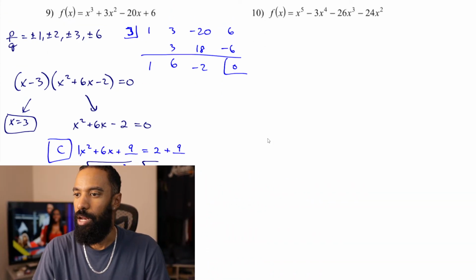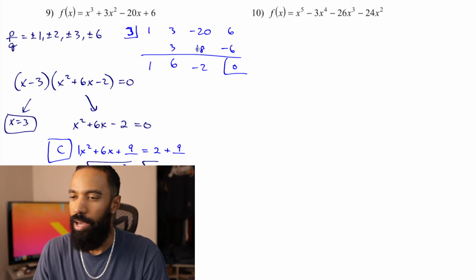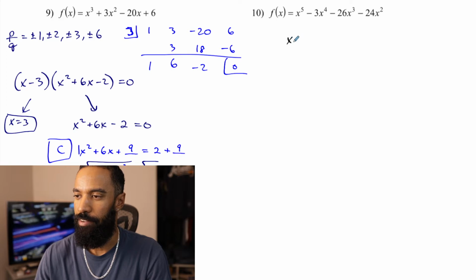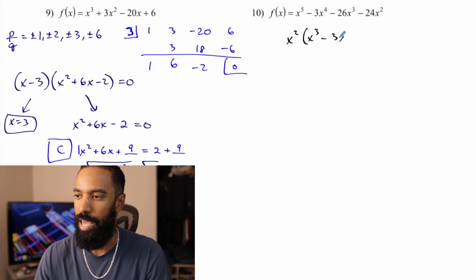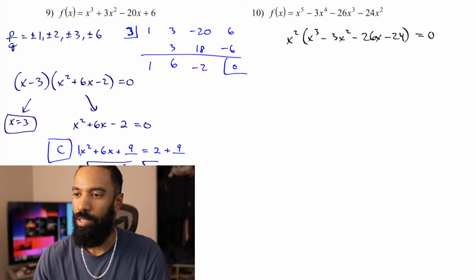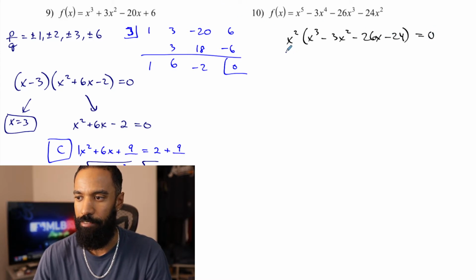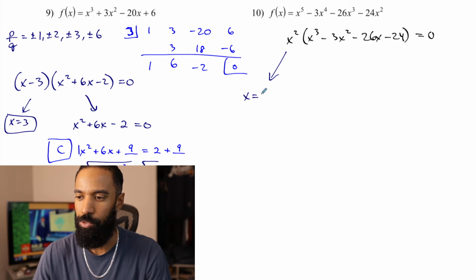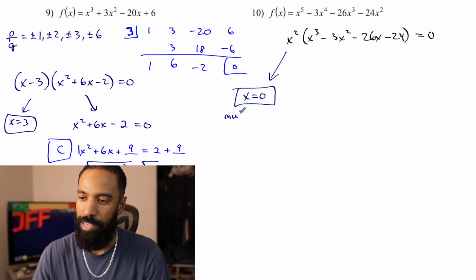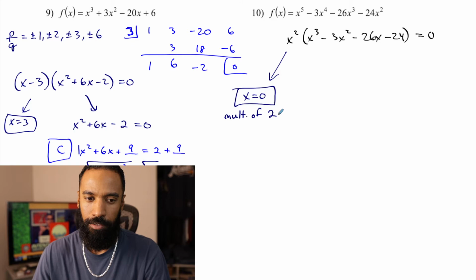Okay, number 10. Cannot factor by grouping here. But there's a common factor to start with. If I factor out x squared, I'm left with x cubed minus 3x squared minus 26x minus 24. I still can't factor by grouping, but one set of solutions, this is x to the 5th, I should have 5 of them. One set of solutions is x equals 0. Now you notice, it's really x squared equals 0, therefore x equals 0. That's one solution, but it has a multiplicity of 2.